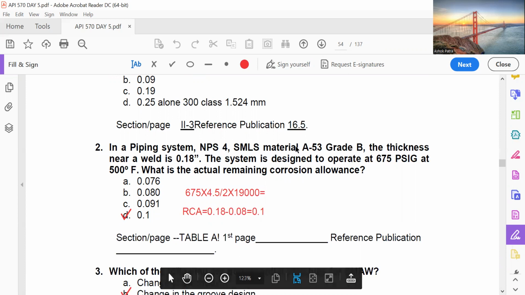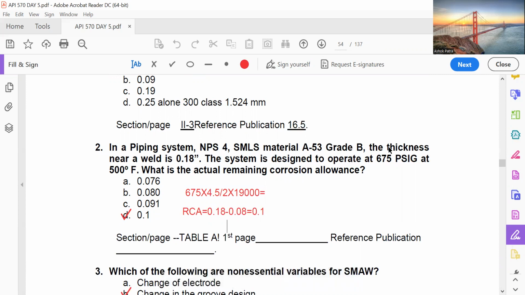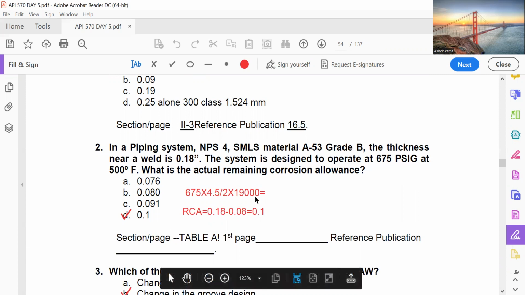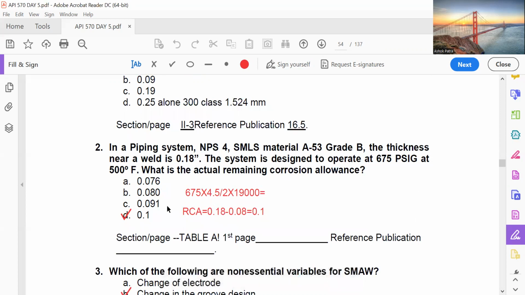In a piping system, NPS 4 seamless material A53 grade B, the thickness near the weld is 0.18 inch. The system is designed to operate at 675 psig at 500 degrees Fahrenheit. What is the actual remaining corrosion allowance? It is 675 into 4.5, the diameter, divided by 2 into 1900. You go for A53 grade B and 500 degrees Fahrenheit, so you get 1900.